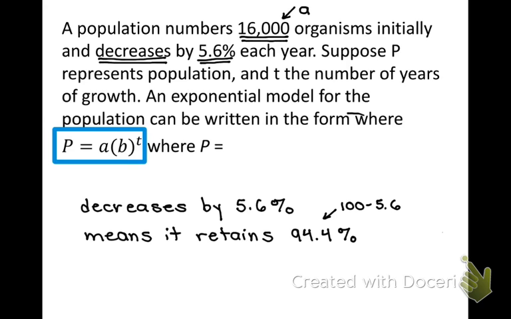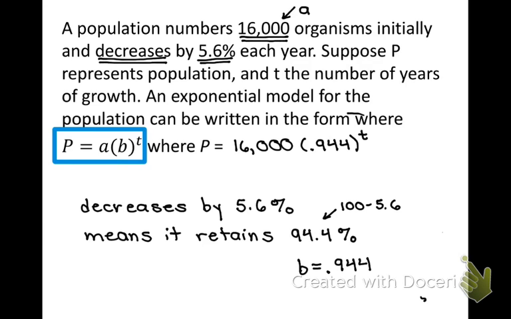But remember, we can't write our rate as a percentage. It has to be a decimal. So this B value is going to be 0.944. We had to move that decimal place 2 to the left. So my P value would be 16,000 times 0.944 to the t. So we're simply writing a model in this scenario. We're not getting out an actual answer for the number of years on this one.